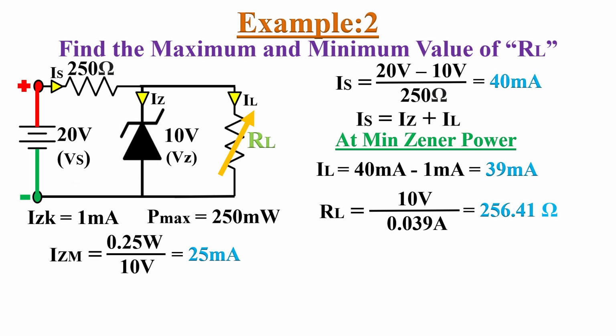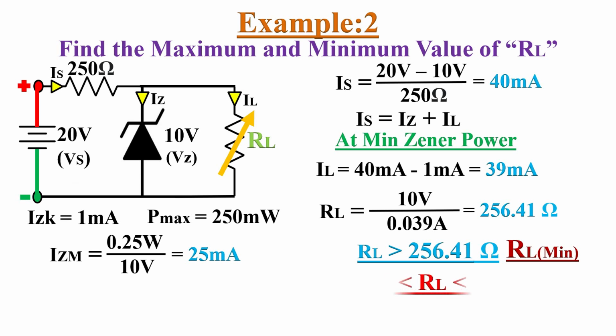That gives 256.41 ohms of load resistance RL value. This is the minimum RL value that can be connected across this circuit, because at this value the Zener diode is dissipating minimum Zener power. Hence, this particular Zener voltage regulator circuit must have a load resistance value in between 256.41 ohms to 666.66 ohms. This is how we can design a load regulator circuit by using a Zener diode.